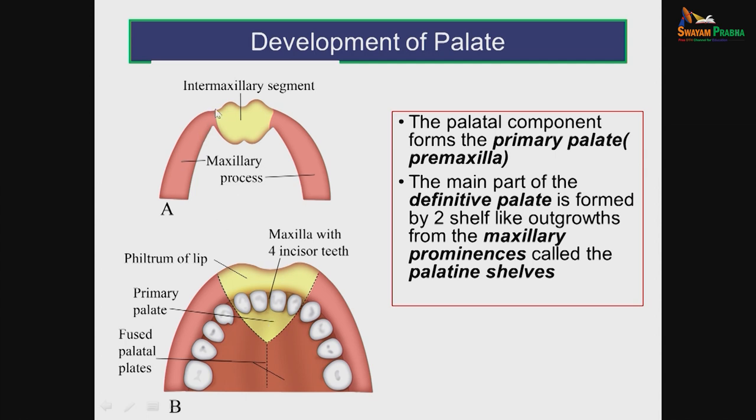You see in this picture, this is the maxillary process. There are going to be two shelf-like projections or outgrowths from the maxillary processes or prominences, which are called palatine shelves. What is given here in dark orange color is the palatine shelves. They come from the maxillary process. From the maxillary process, on either side, you have two shelf-like projections which are called palatine shelves.